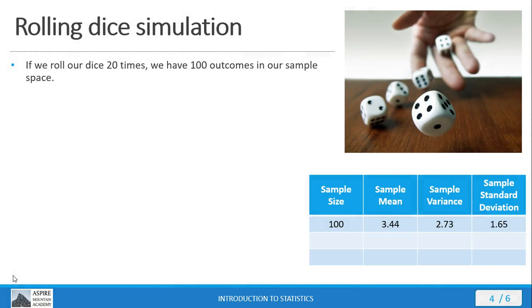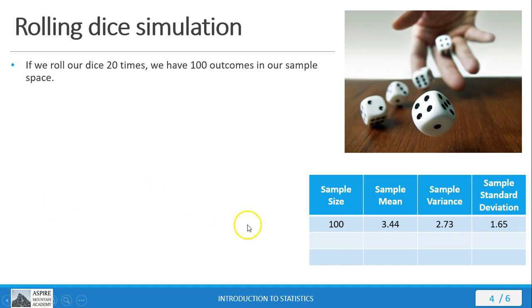Well, to do that, let's actually run a simulation. StatCrunch is great because it gives you the ability to simulate a lot of different scenarios, and dice rolling is one of them. You can find that inside the StatCrunch software. You can put in whatever sample size you're looking for. So if we roll our dice 20 times, it's going to give us 100 outcomes. And I actually did that.